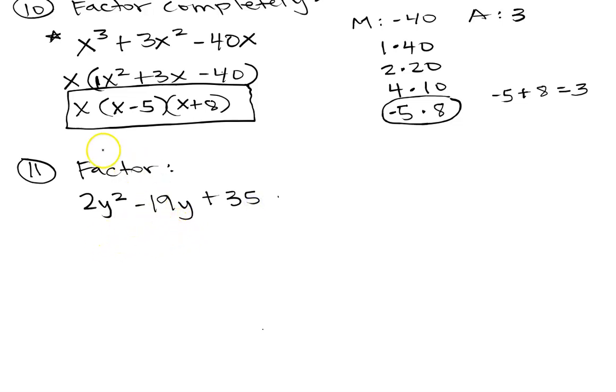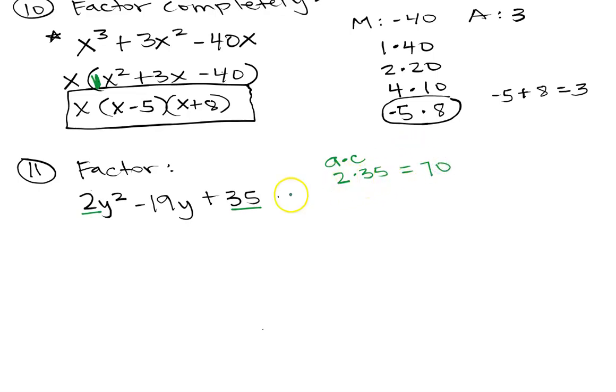Okay, so on this one, our leading coefficient isn't 1. Up here it was a 1, so I could go straight to the shortcut. But now I've got a 2 there. So what I've got to do is something called the AC method, where I multiply my first term with my last term. So 2 times 35 is 70.